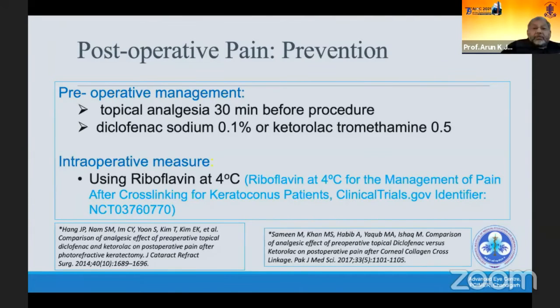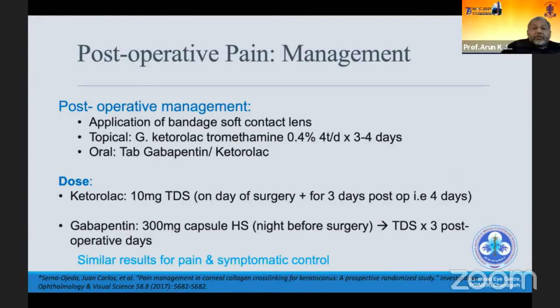And how to manage this post-operative pain is we apply a bandage contact lens so that the surface is covered, and we prescribe non-steroidal anti-inflammatories. And if there is too much pain, one can give oral gabapentin or ketorolac eye drops.